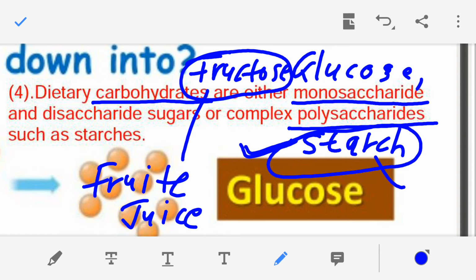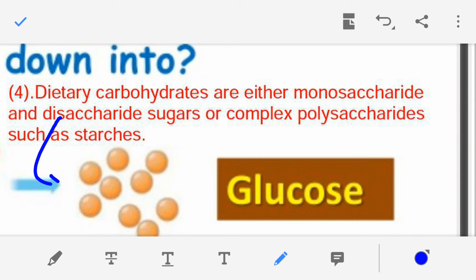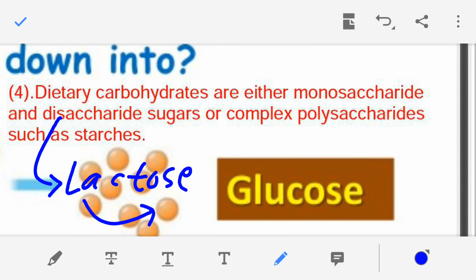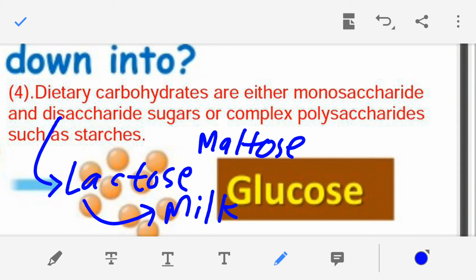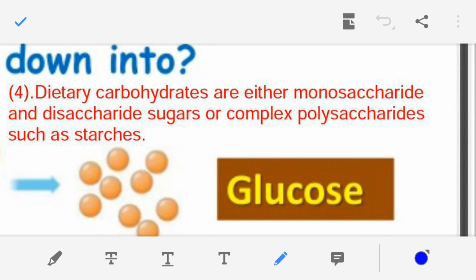Then disaccharides are also there. Let's say one disaccharide is lactose. Lactose is present in our milk. Then we have maltose, let's say in honey, maltose is there. Then sucrose. Sucrose is present in the juice of sugarcane. So in our food there are monosaccharides, disaccharides, and polysaccharides also.